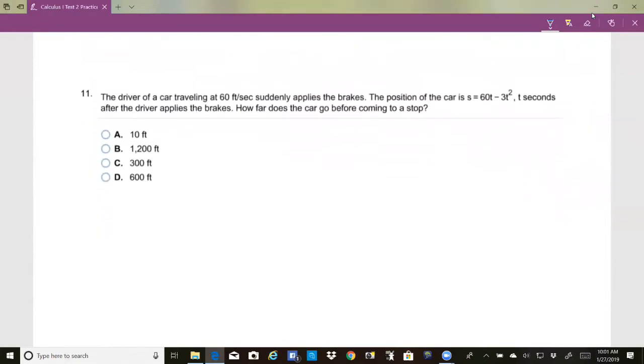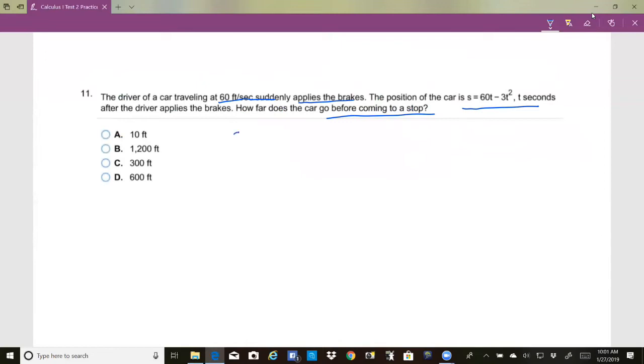Number 11. A car is traveling at 60 feet per second. Suddenly it applies the brakes. After that, the position of the car is given as 60T minus 3T squared, T seconds after the driver applies the brakes. How far does the car go before coming to a stop?